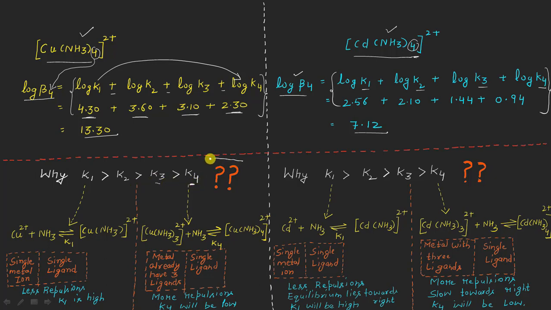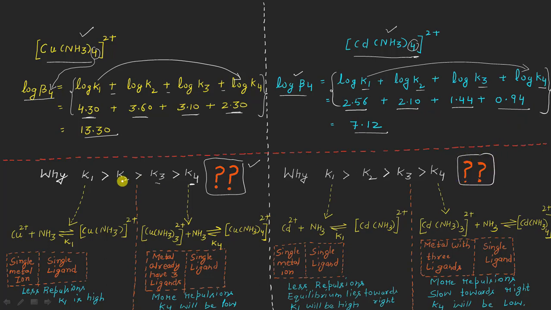So let us try to find out why it is happening in this complex here. And the same situation is present even here in moving from this K1 to this K4. The values are decreasing from 2.56 to 2.10, 1.44 and 0.94, right? So why is it happening?